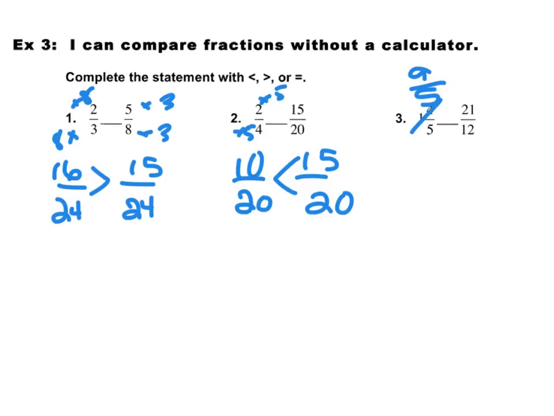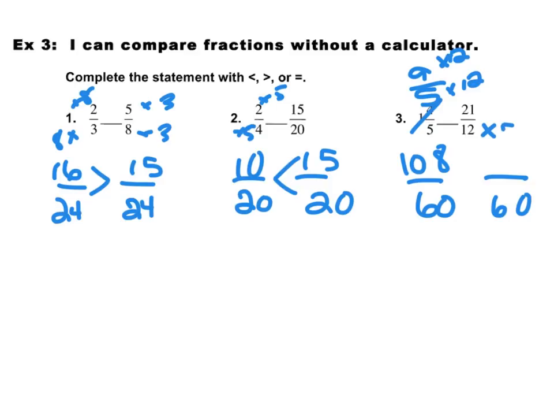So now let's take a look. I need a number that 5 and 12 can both go into. So I'm just going to multiply 5 times 12 to get that, and that number is going to be 60. So 5 can go into 60 and 12 can go into 60. So I'm going to multiply this by 12 and this by 12. Whatever you do on the bottom, you have to do on the top. And I'm going to get 108.